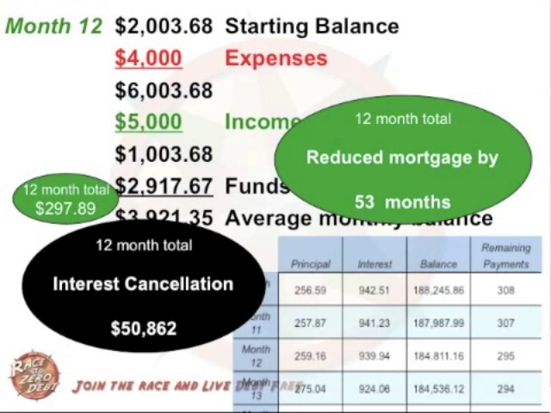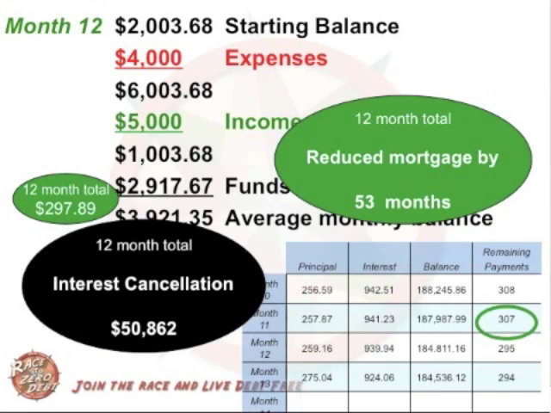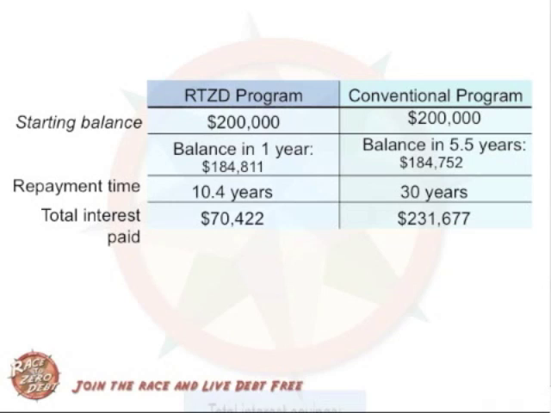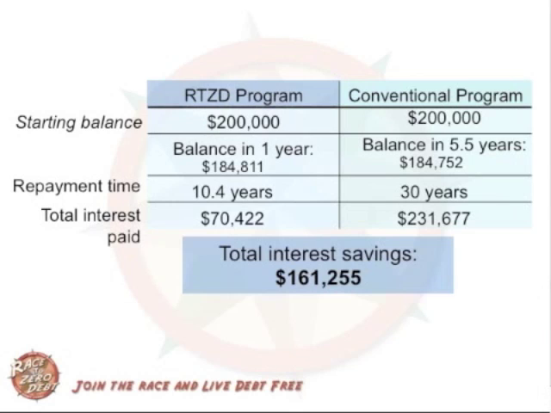Our principal jump has increased our principal portion of our payment by $75.92. How much was our principal portion going up per month? $1. So at the end of 12 months, we've paid our mortgage balance down to $184,811. We will have saved $161,255 in closed-end mortgage interest by utilizing the Race to Zero Debt program.